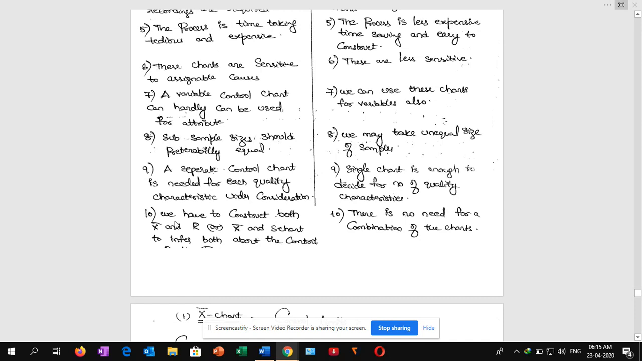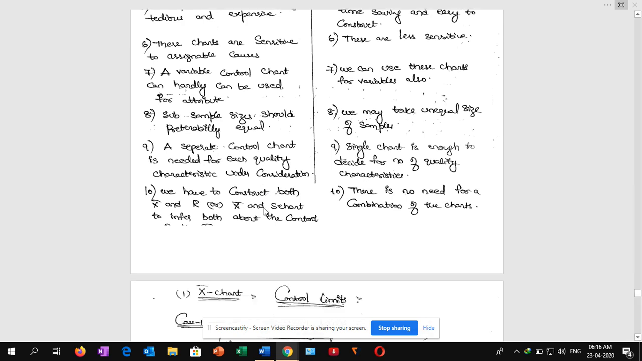In the control chart for variables, we have to construct both the x bar and R charts in the same problem. In attributes, we have no such combinations. Only in control charts for variables do we have combinations, as we have seen in the problems: the x bar and R chart, that means mean and range, which we have done in previous videos and problems.